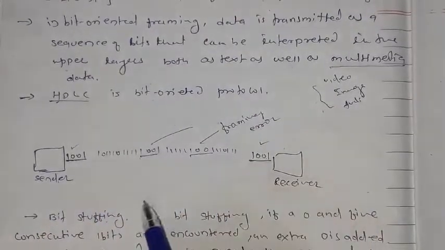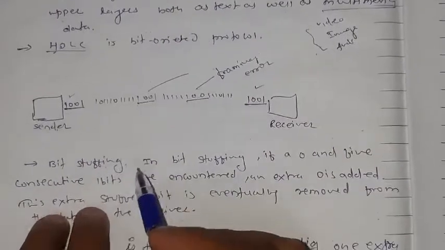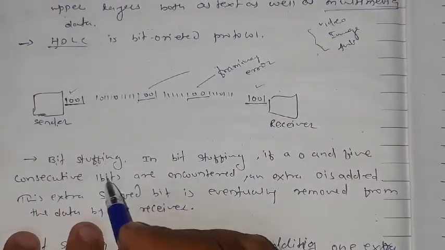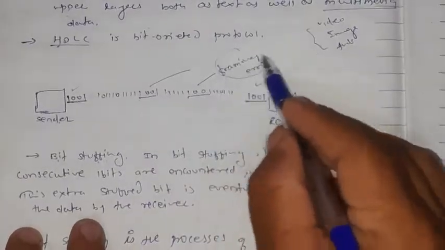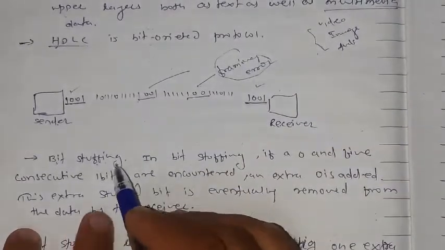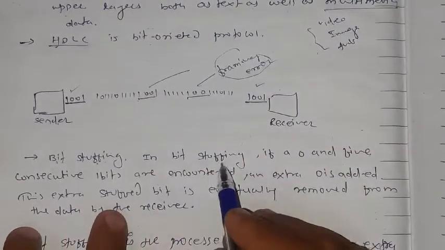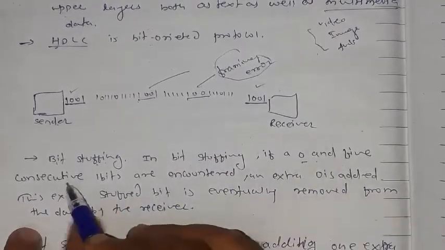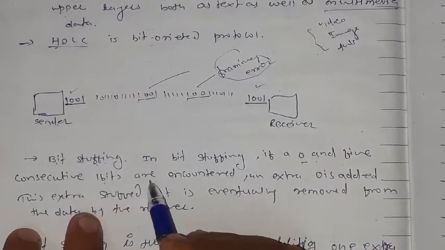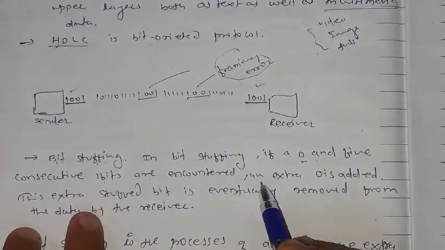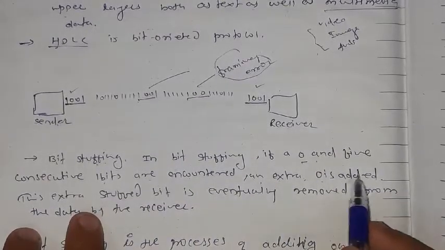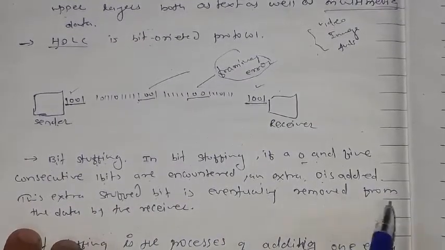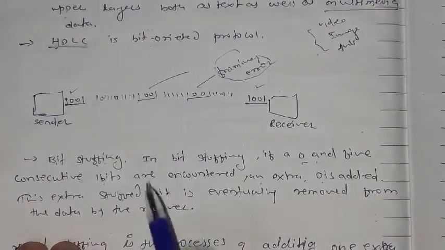Okay, so how to resolve this error, how to resolve this problem? So one of the most popular techniques is called bit stuffing. Using bit stuffing, we reduce the framing error. Let's see how it works. In bit stuffing, if 0 and 5 consecutive 1 bits are encountered, an extra 0 is added. This extra stuffed bit is eventually removed from the data by the receiver.